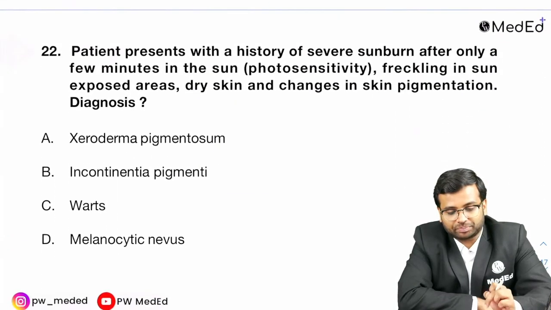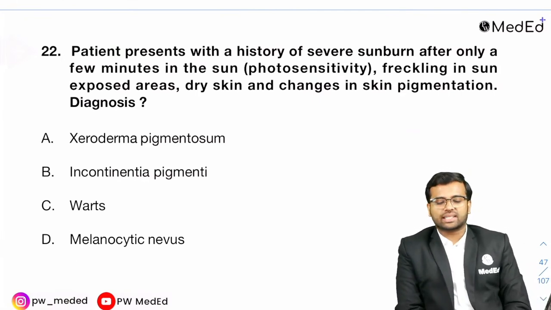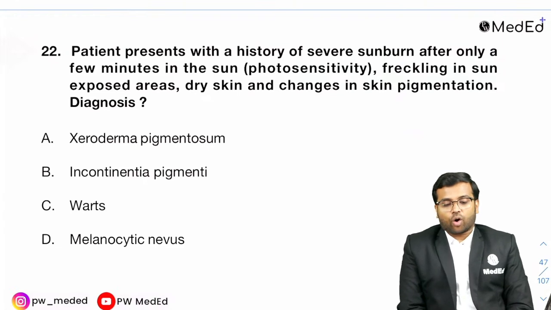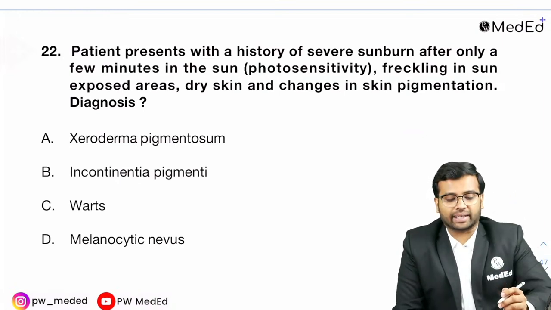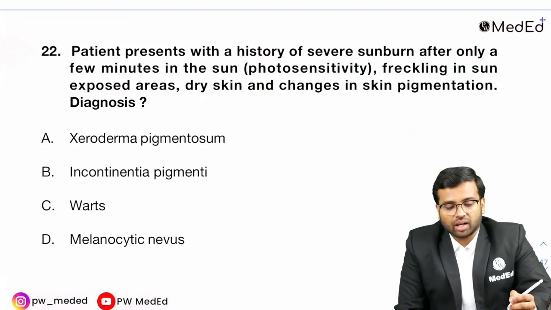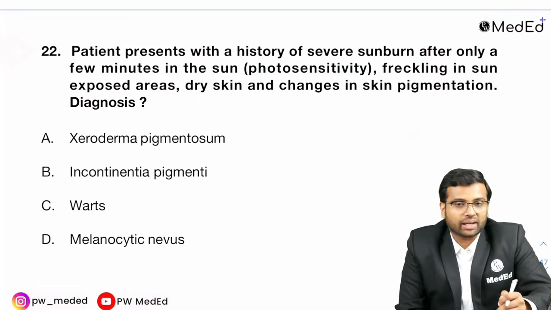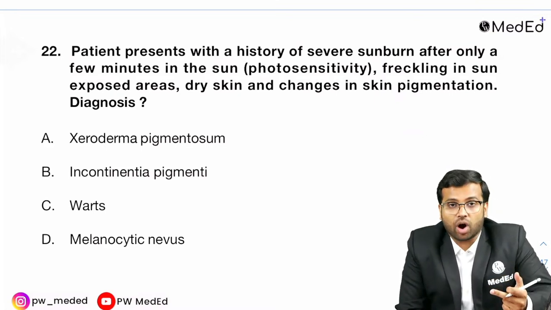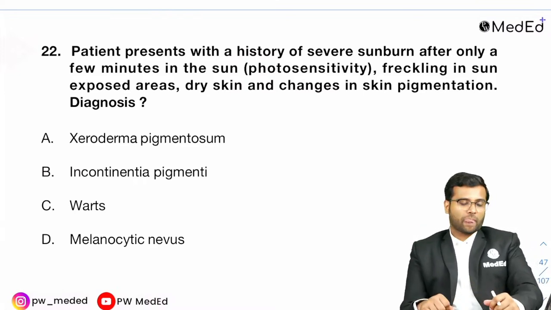Moving to the next one. A patient presents with a history of a severe sunburn only after a few minutes of exposure in the sun. That means there is a very severe photosensitivity. There is freckling in the sun exposed areas, dry skin, and changes in the skin pigmentation. What is the diagnosis? Options are xeroderma pigmentosum, incontinentia pigmenti, warts, and melanocytic nevus. What is the right answer here?